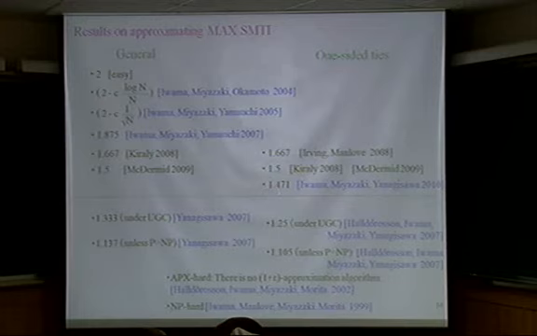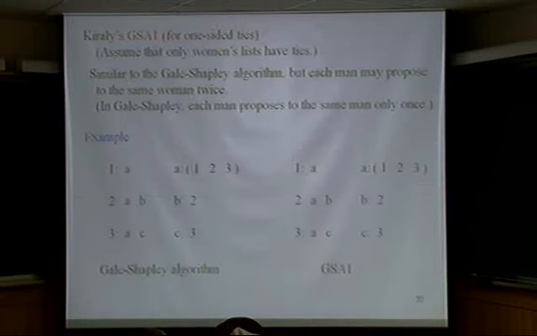So I first show briefly this result. His result is for the one-sided ties case. The algorithm is called GSA1. It's an extension of the Gale-Shapley algorithm. In the Gale-Shapley algorithm, each man proposes to a woman only once. But in his algorithm, each man can propose to the same woman twice.